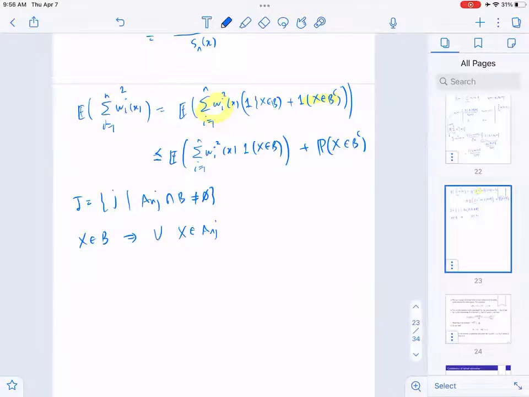So then it means that, in other words, the event X is in B is a subset of the union over j in J of the event X is in A_j. Okay. Because the union of these sets covers B, if X is in B, then it has to belong to one of these. So this event is a subset of the union of these. Okay.